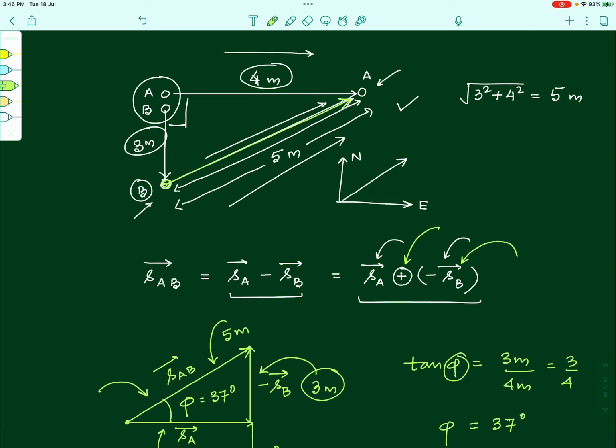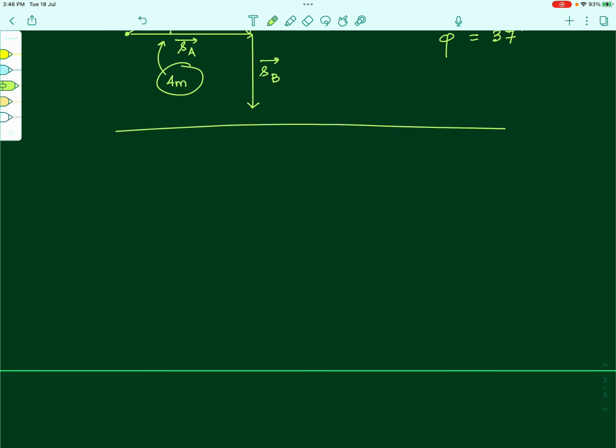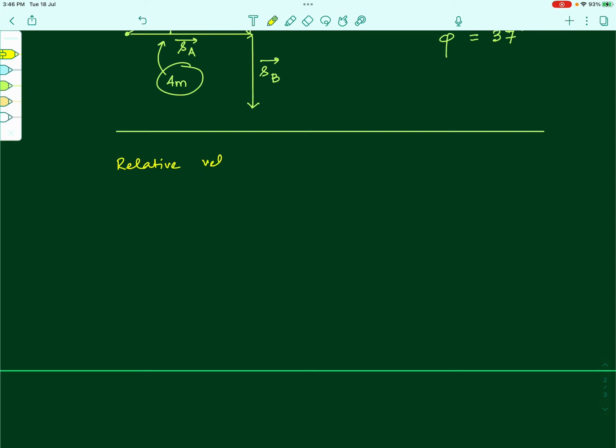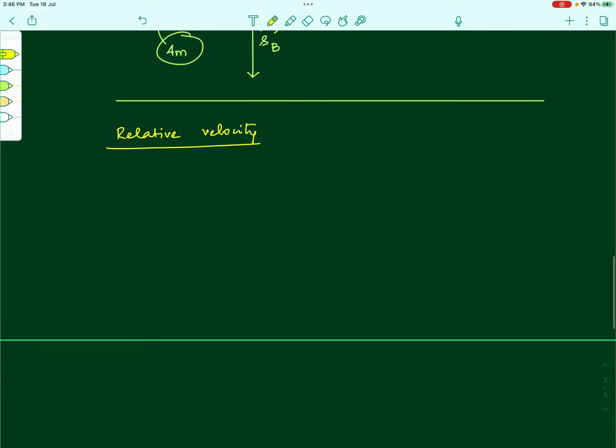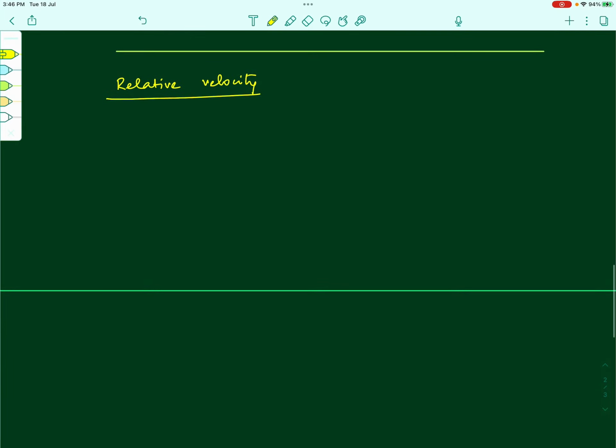In 2 dimension, when we try to find out the relative velocity, which actually is a very important concept in the chapter kinematics, relative velocity, we shall be using the same basics, no change in the basics at all. It's just that we have to work with vectors this time, so we have to be very clear with the aspects of vector addition and subtraction.